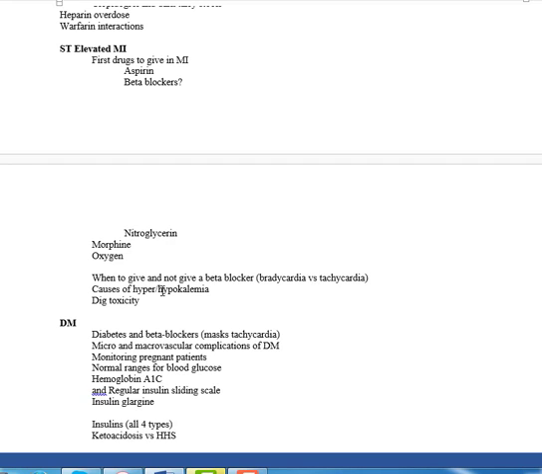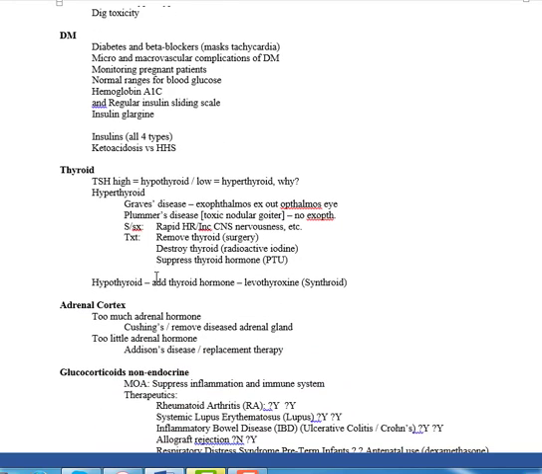Again, when to give a beta blocker, bradycardia versus tachycardia, causes of hyper- and hypokalemia, how they affect the heart, and how that relates to digitoxicity. Endocrine starts here. So what is it about diabetes and beta blockers? We have some masking of the tachycardia that a patient might feel.